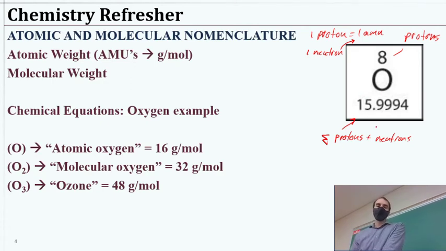So this is the sum of the protons and neutrons, but on average. So the average number of neutrons would be 8. We'd have 8 protons and 8 neutrons on average for oxygen, but there are some oxygen atoms that have 7 or 9 or some isotope that's different than that, right? So that's O with 8 neutrons, which is the average.